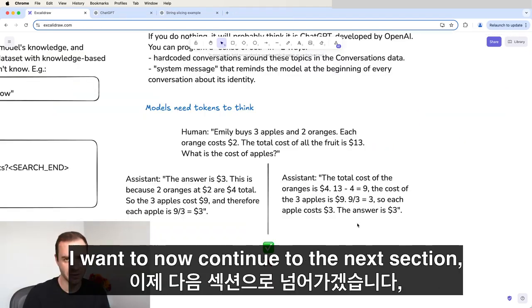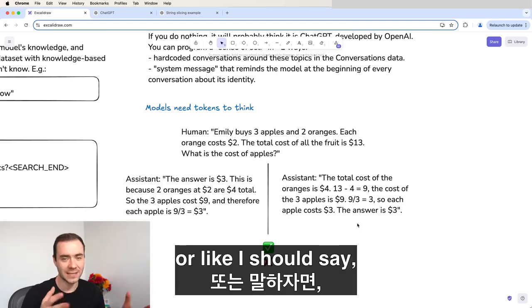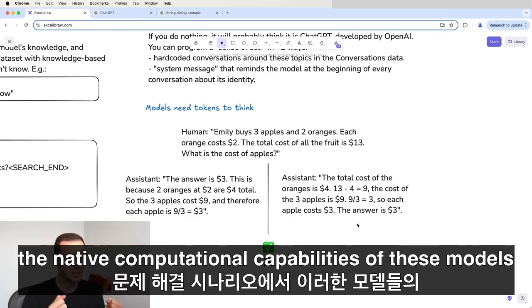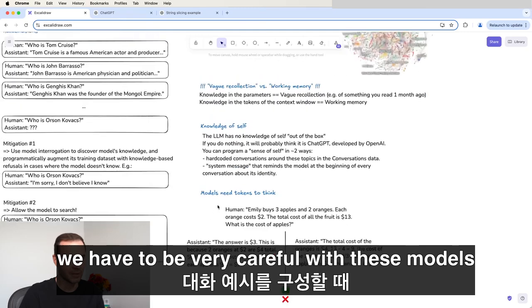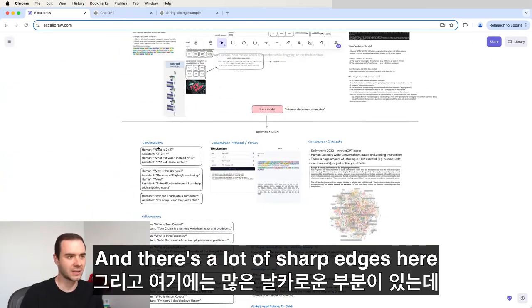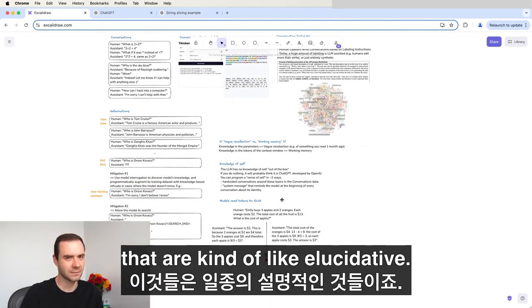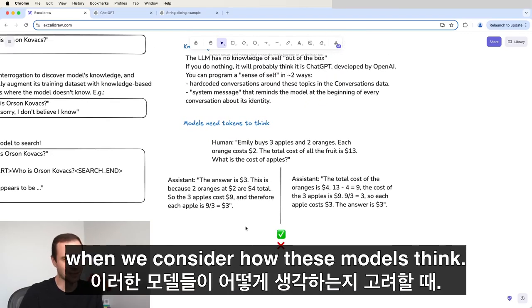I want to now continue to the next section, which deals with the computational capabilities, or I should say the native computational capabilities, of these models in problem-solving scenarios. In particular, we have to be very careful with these models when we construct our examples of conversations. There are a lot of sharp edges here that are elucidative, is that a word? They're interesting to look at when we consider how these models think.